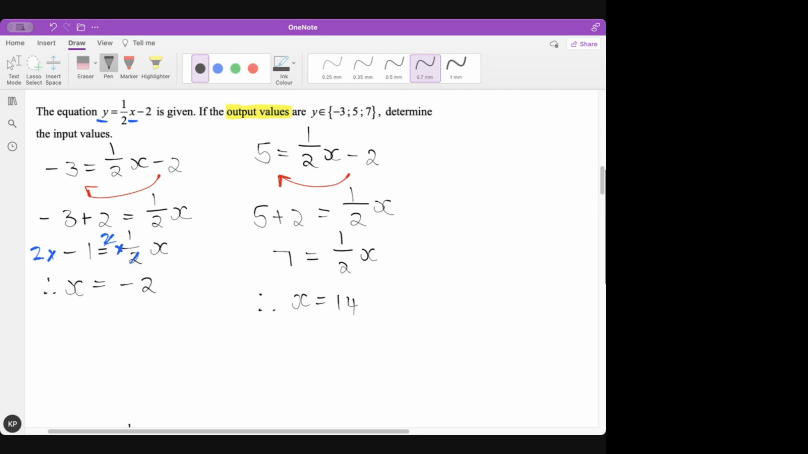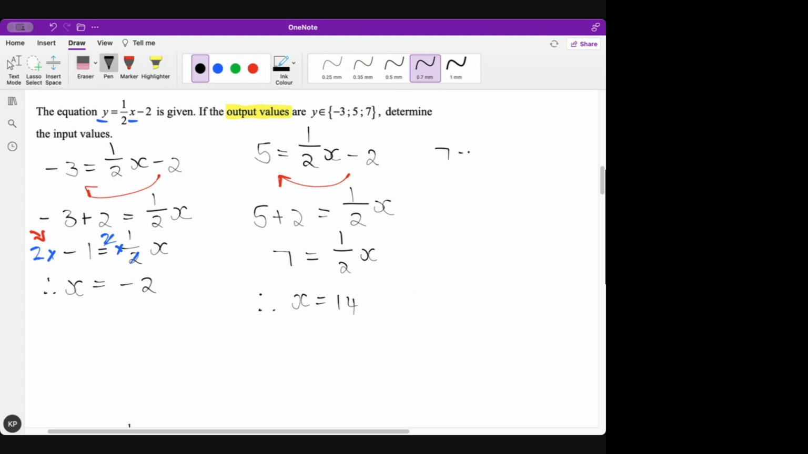Now, I know some of you are going to say, but my teacher wants to see working out, and that's okay. If your teacher insists on seeing working out, then you do it like this. But if your teacher's okay with solving by inspection, then you can just do this. Because it's an equation, right?